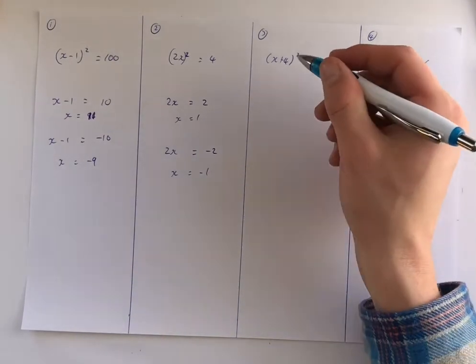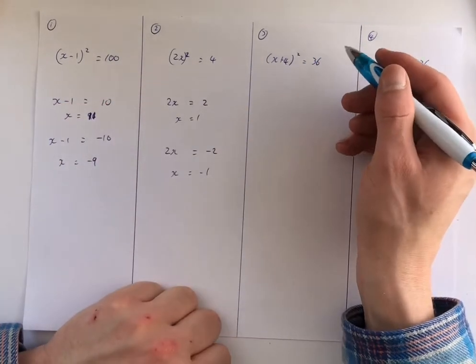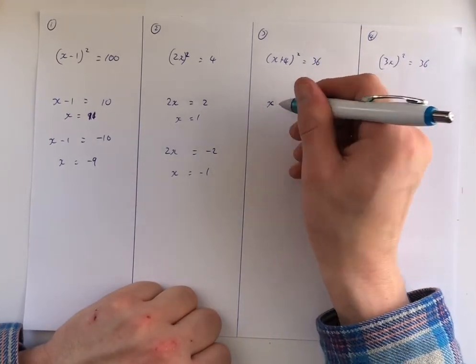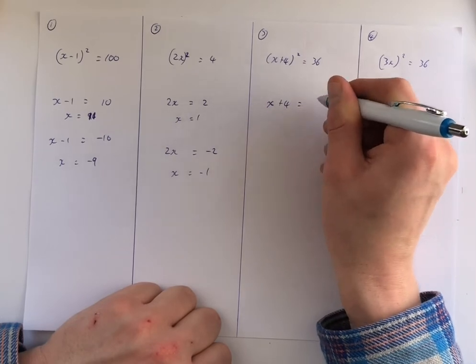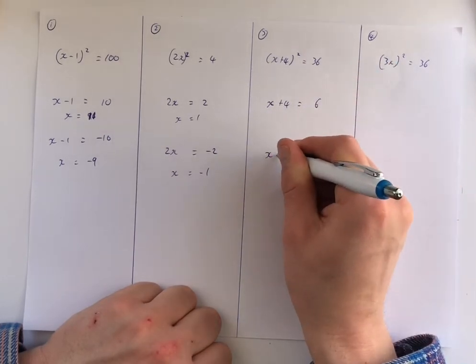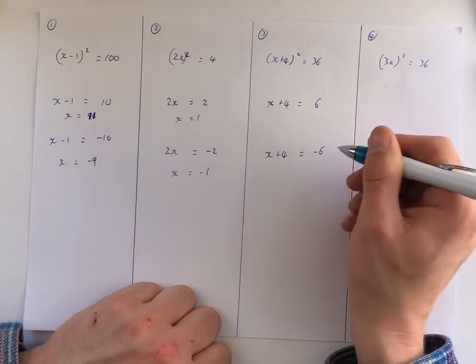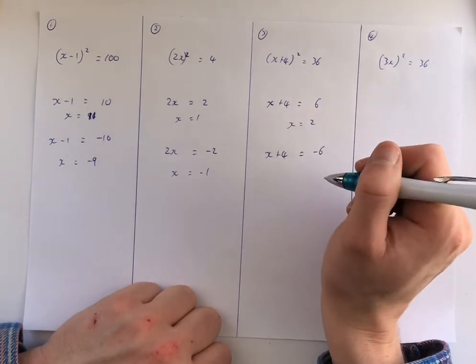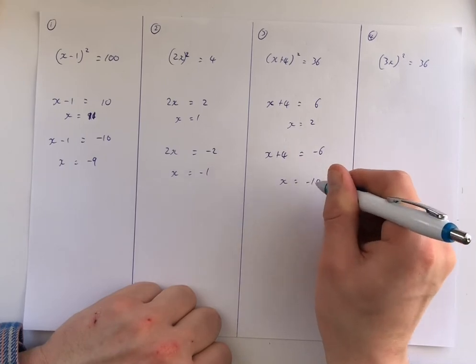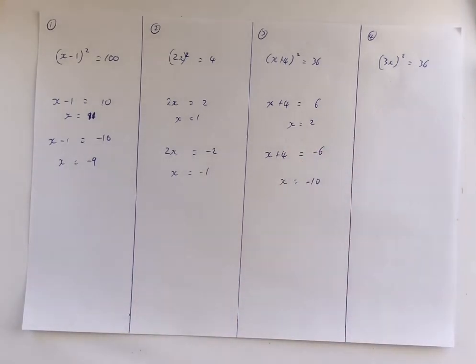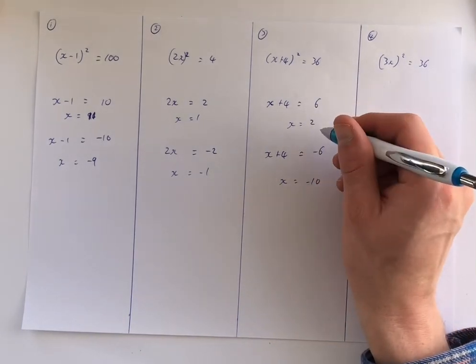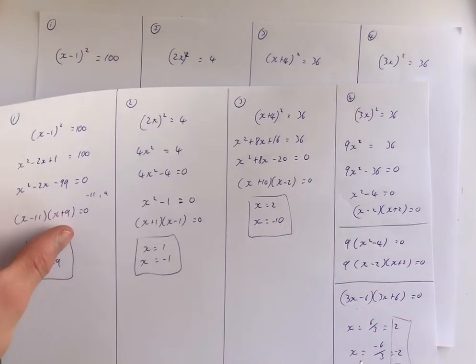Question 3. Yep, you're hopefully picking up on the pattern. Square root both sides, since it's just something squared equals something. So x plus 4 is equal to positive 6. X plus 4 is also equal to negative 6. So x equals 2 when you subtract 4, and x equals negative 10 when you subtract 4. Is that what we got? Actually, subtracting 4, yep, 2 and negative 10.